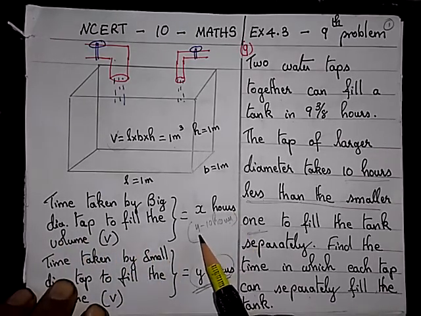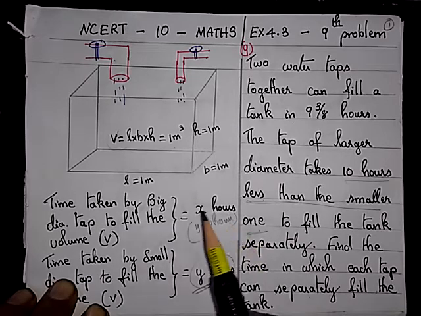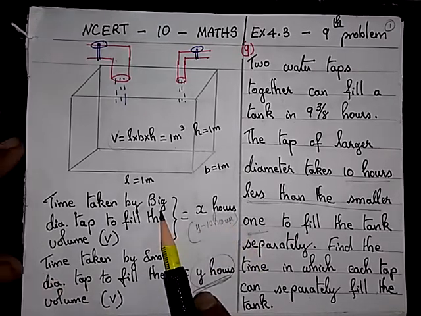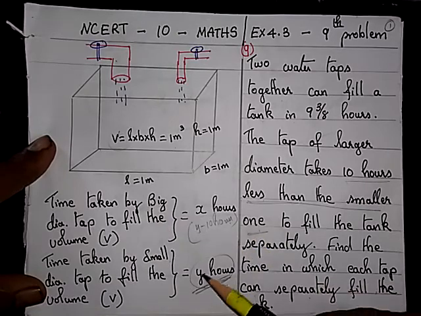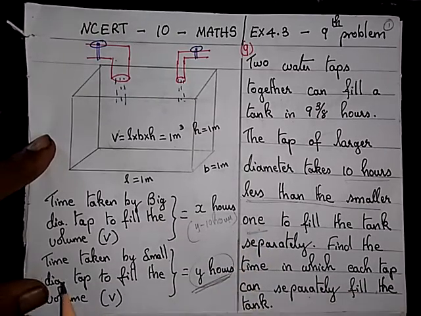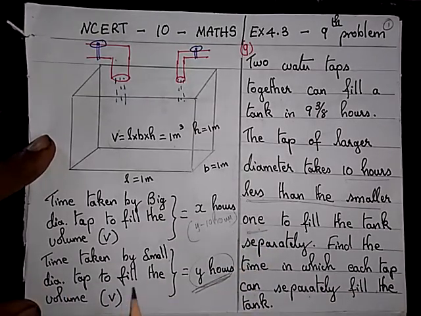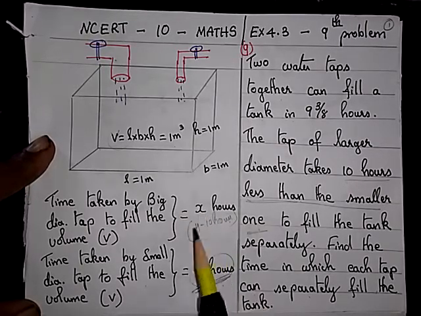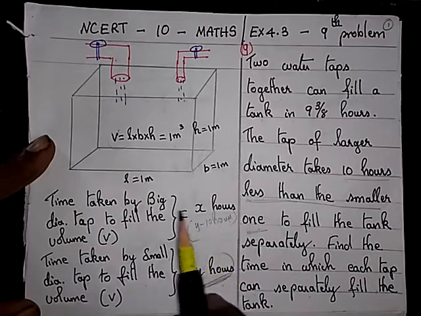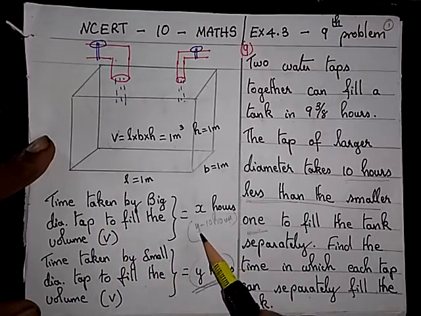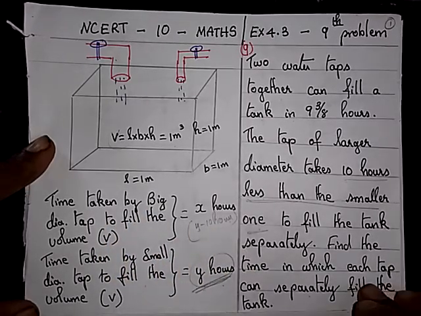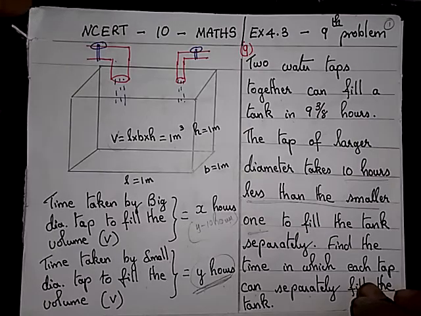But why have I written Y minus 10 hours? Because the big tap takes 10 hours less than the smaller tap. The time taken by the smaller diameter tap to fill the volume is Y hours. Therefore, X is equal to Y minus 10. The time taken by the bigger tap is Y minus 10 hours. So this part is clear.